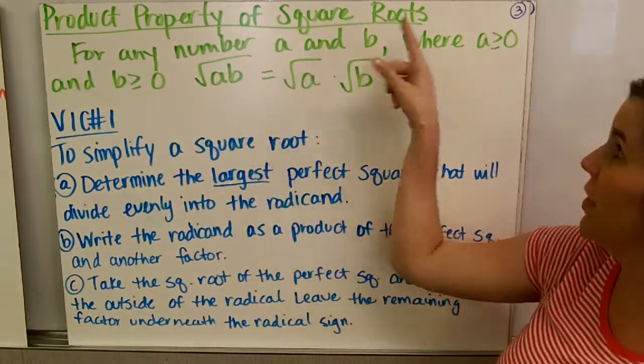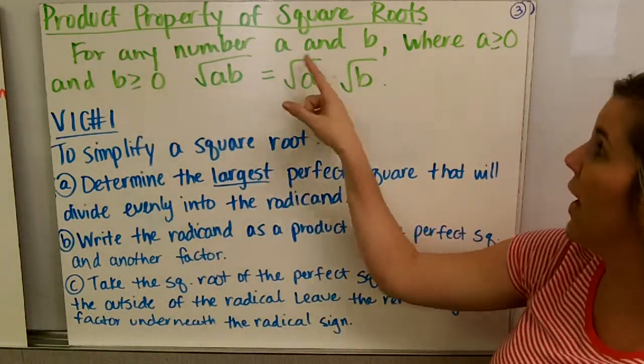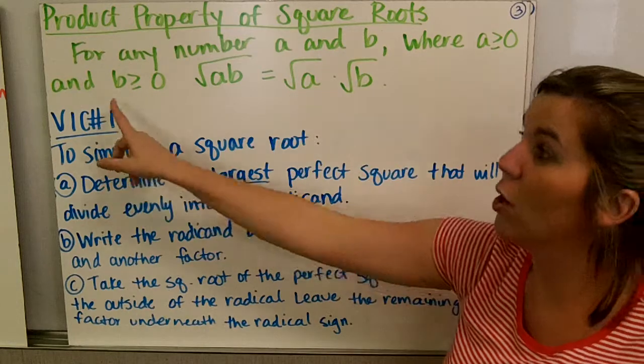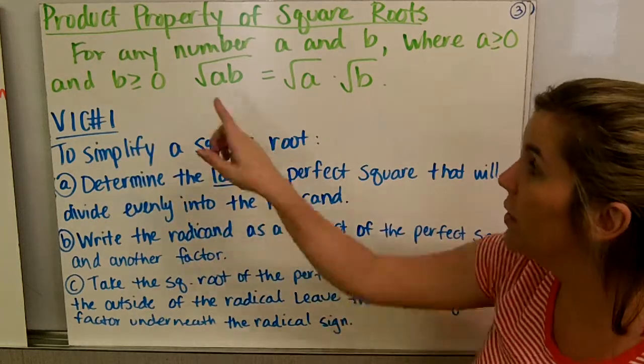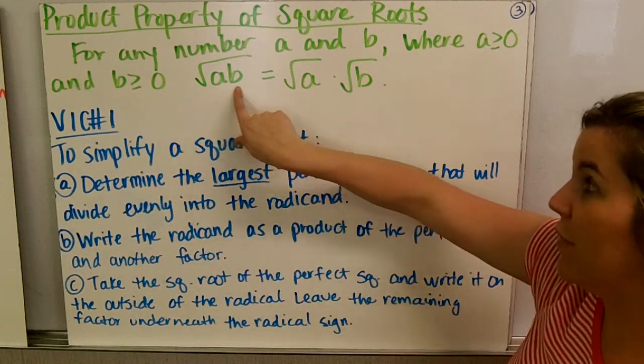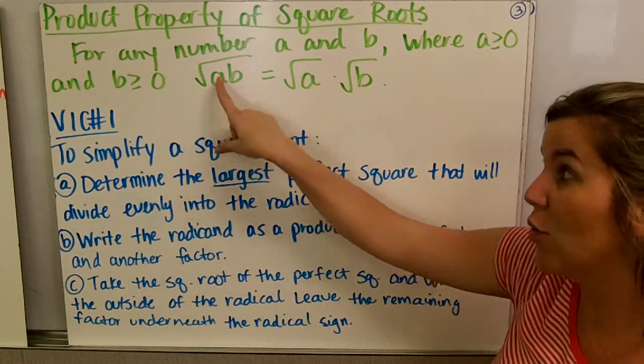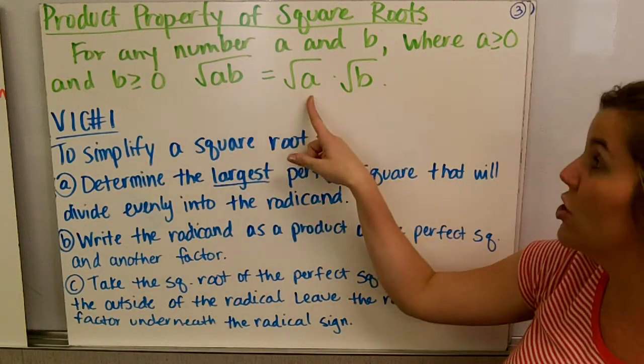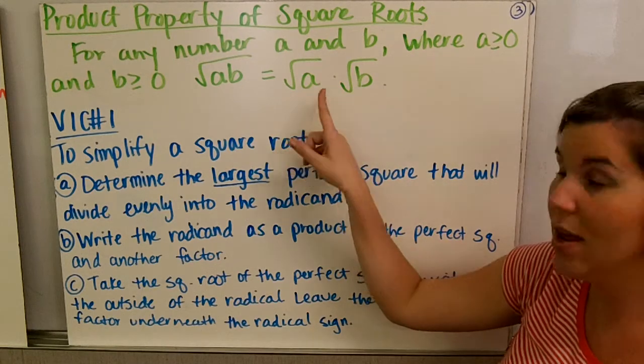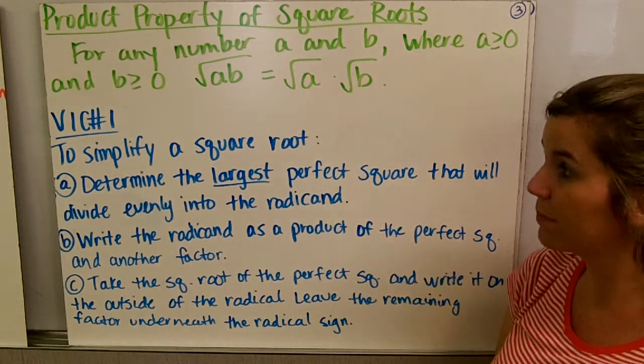The product property of square roots. For any numbers a and b, where a and b are both greater than or equal to 0, we have the square root of ab, so this is the square root of a times b, as our radicand. We can separate it into 2 square roots, the square root of a times the square root of b.